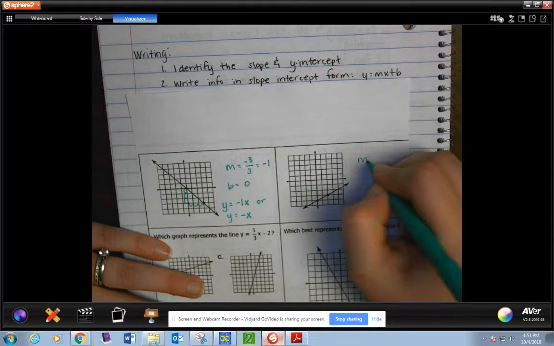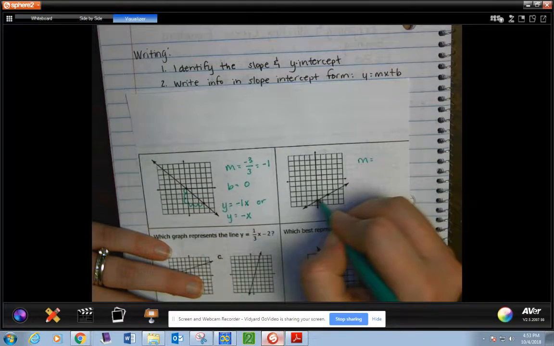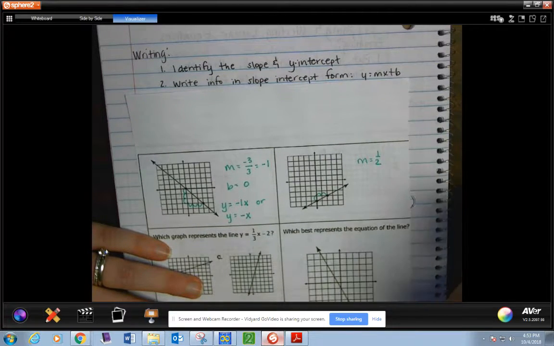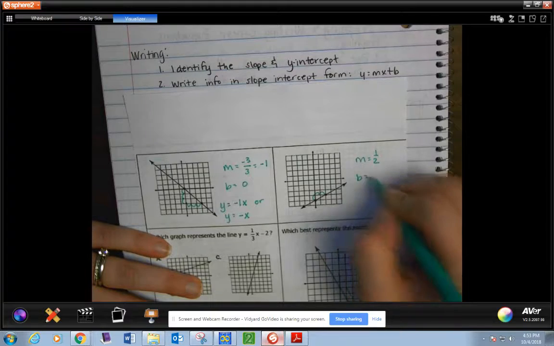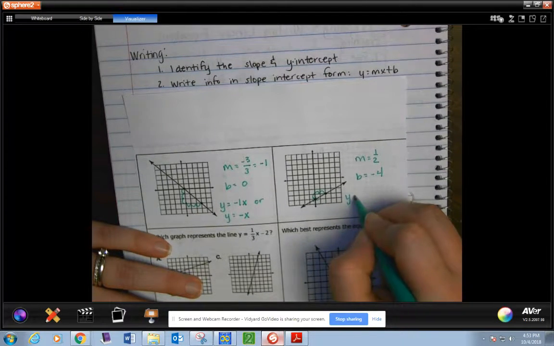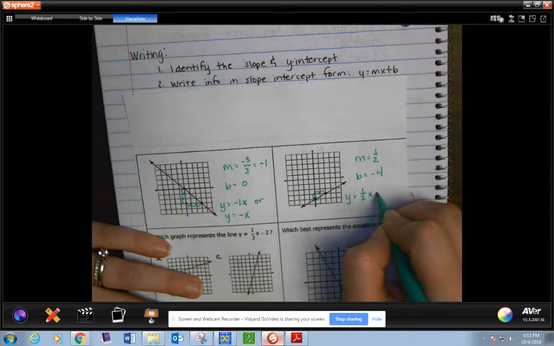Okay, the last one like this. For my m, I'm going to rise 1, and I'm going to run 2. That does not simplify, so I'm going to leave it alone. And my y-intercept is down here at -4. So I have y equals 1/2 x minus 4.